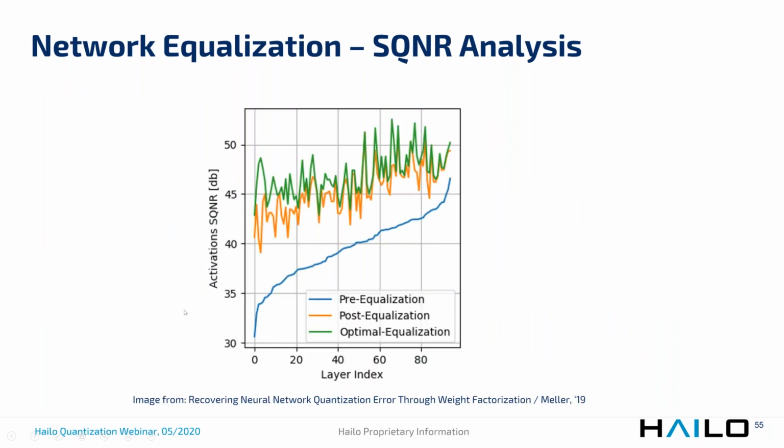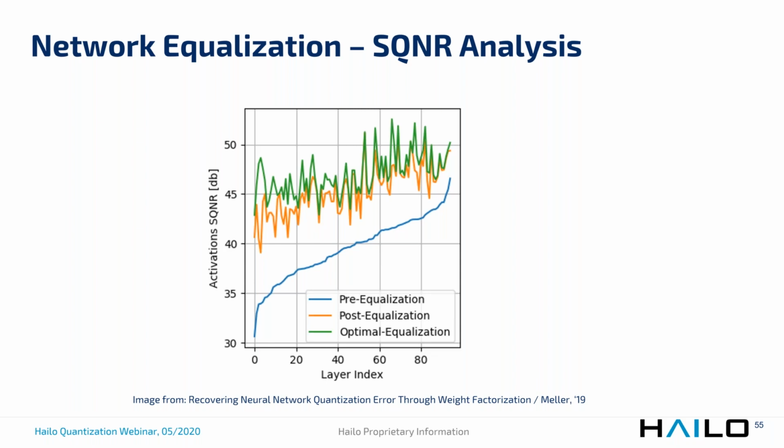And I can also now empirically look at what's happening on the SQNR. So this is a figure from the paper, and the blue trend line is the pre-equalization SQNR, and the y-axis is a logarithmic axis of the SQNR. And the orange trend line is what's happening to the SQNR post-equalization. So we see that it is significantly improved.